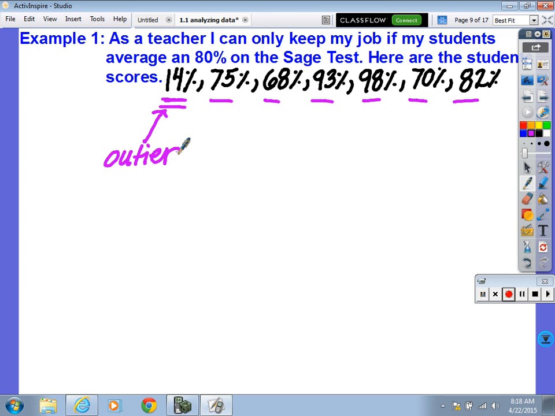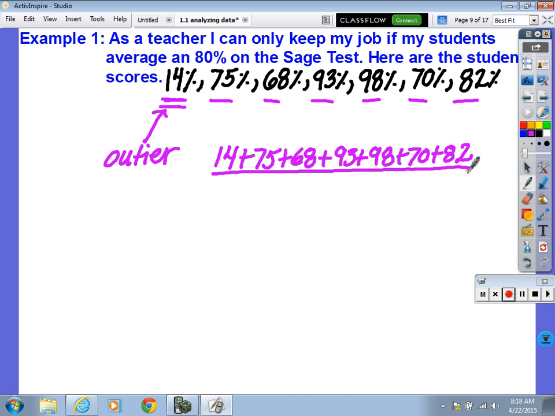So we're going to find the mean of this so that we can see if I get to keep my job. So let's go ahead and find the average. So you would do 14 plus 75 plus 68 plus 93 plus 98 plus 70 plus 82, and you'll divide it by the number of scores, which was 1, 2, 3, 4, 5, 6, 7. Okay, 7. If you do that, you're going to get 71.4%. So do I get to keep my job?